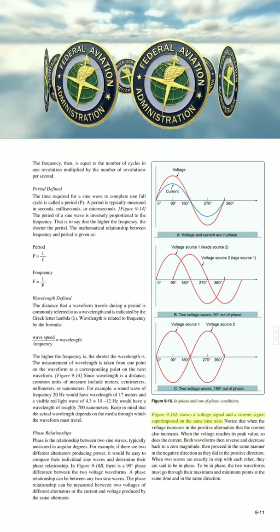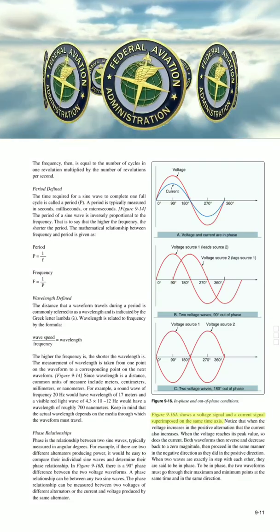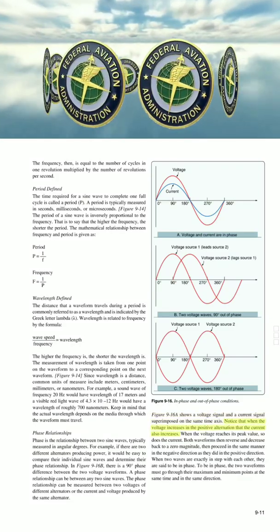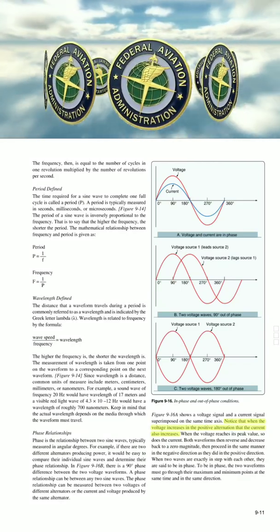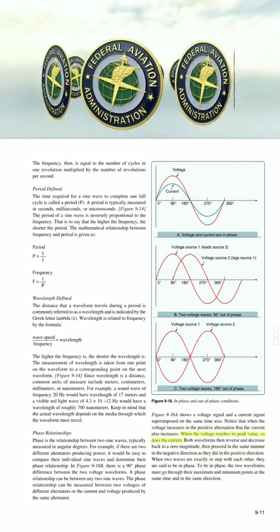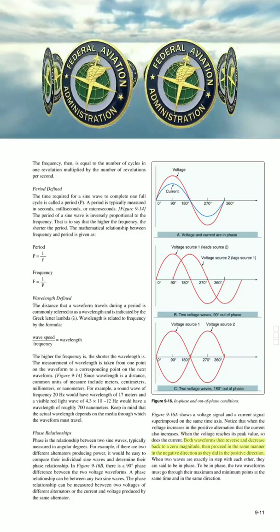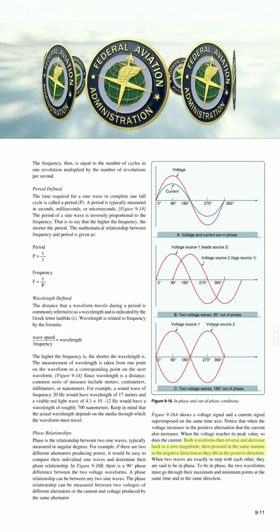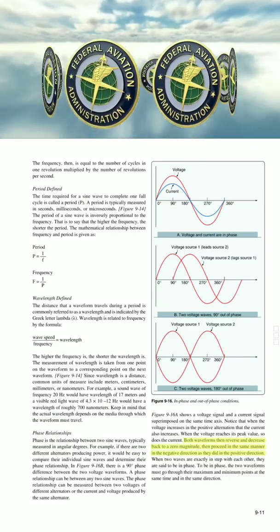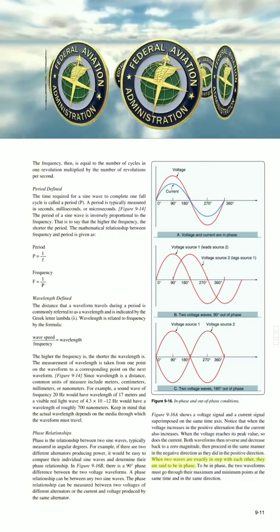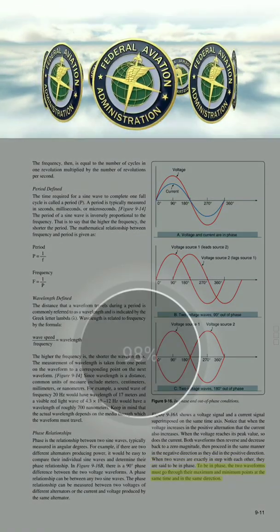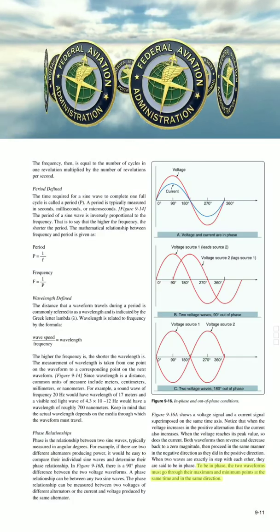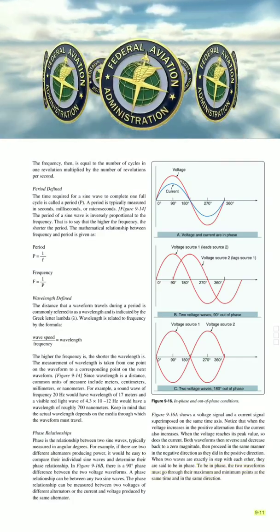Figure 9-16a shows a voltage signal and a current signal superimposed on the same time axis. Notice that when the voltage increases in the positive alternation, the current also increases. When the voltage reaches its peak value, so does the current. Both waveforms then reverse and decrease back to a zero magnitude, and proceed in the same manner in the negative direction as they did in the positive direction. When two waves are exactly in step with each other, they are said to be in phase. To be in phase, the two waveforms must go through their maximum and minimum points at the same time, and in the same direction.